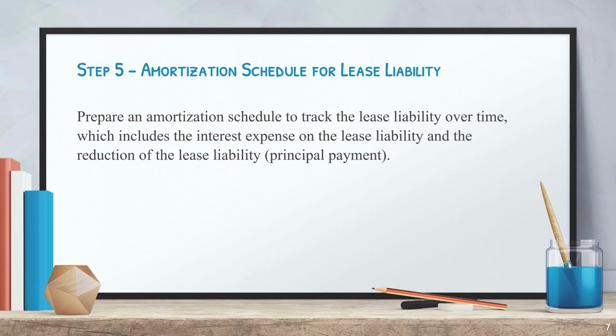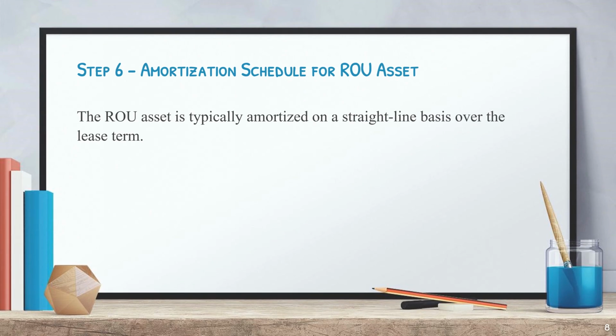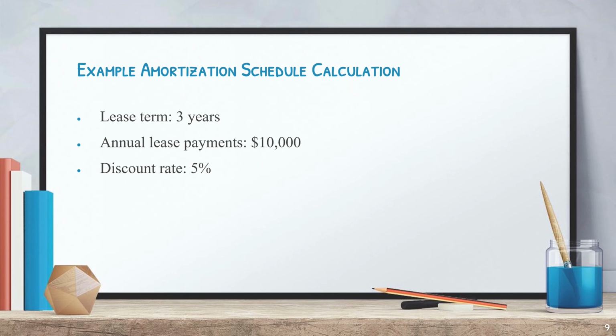Step 5. Amortization schedule for lease liability. Prepare an amortization schedule to track the lease liability over time, which includes the interest expense on the lease liability and the reduction of the lease liability. Step 6. Amortization schedule for right-of-use asset. The right-of-use asset is typically amortized on a straight-line basis over the lease term.